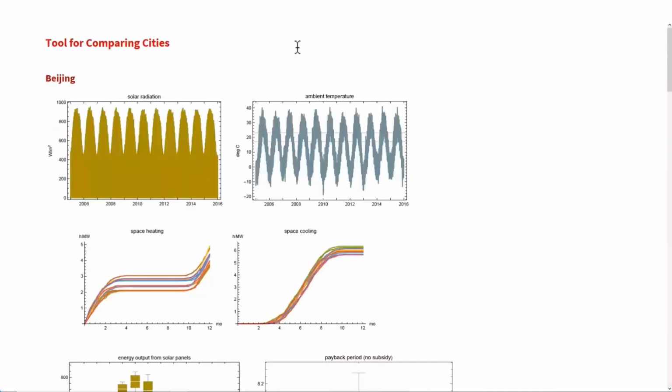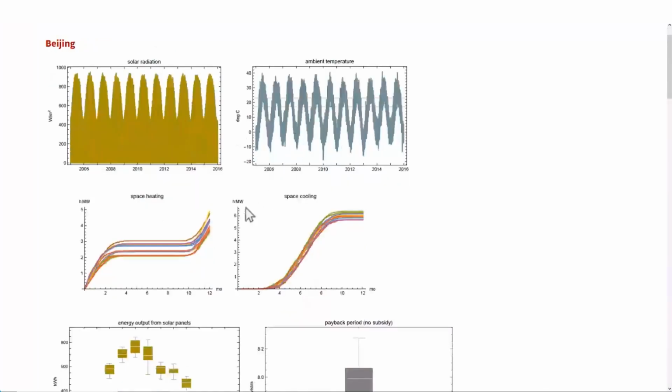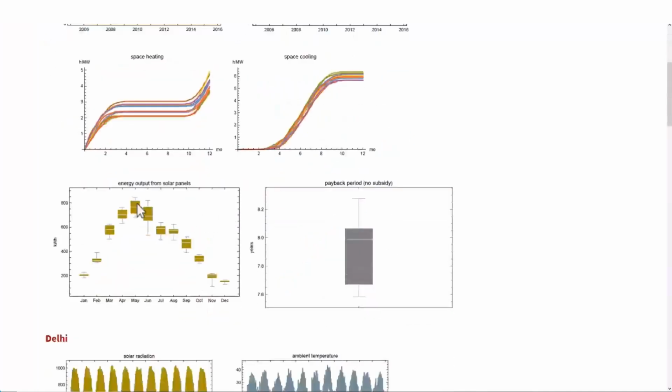I created a template notebook that you could use to replicate the study at your own location. Here is a comparison of 3 different locations. Beijing experiences a wide temperature variation ranging from about -5 degrees centigrade to 40 degrees centigrade, resulting in both significant heating and cooling demands. Maximum solar energy production occurs in May, peaking at 800 kilowatt hour. The estimated payback period for solar installation is around 7.5 years.